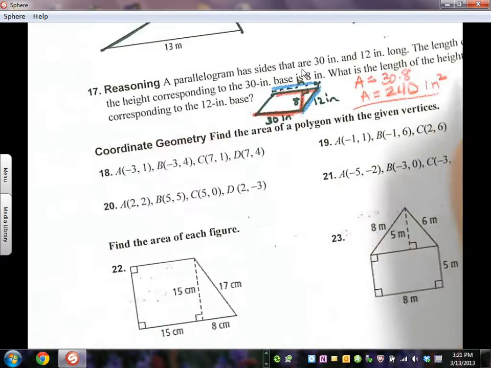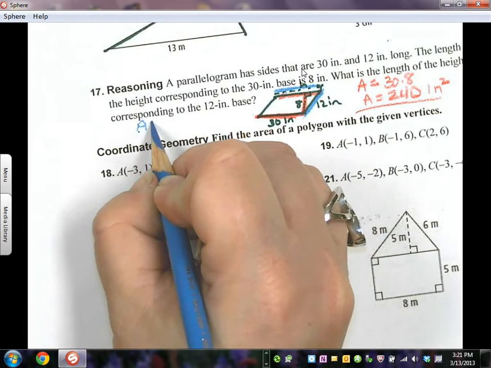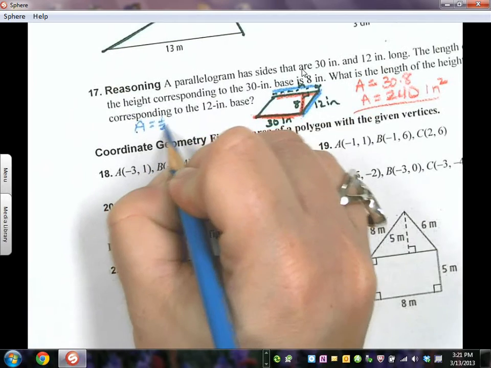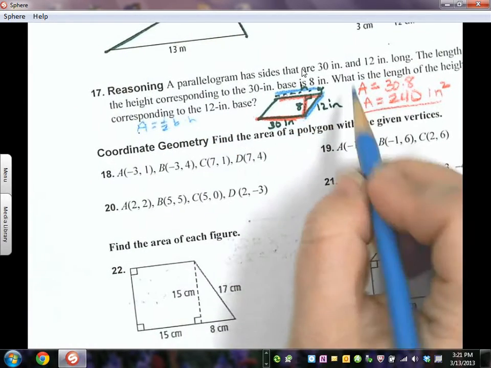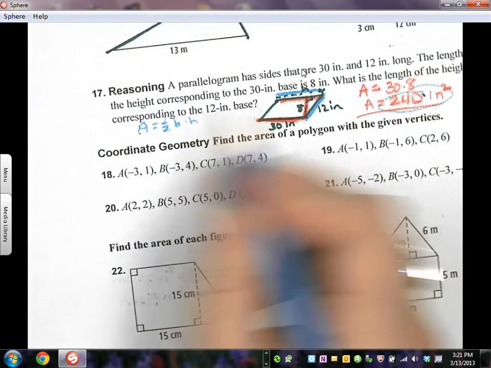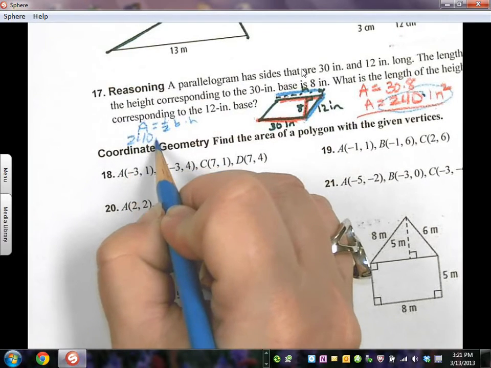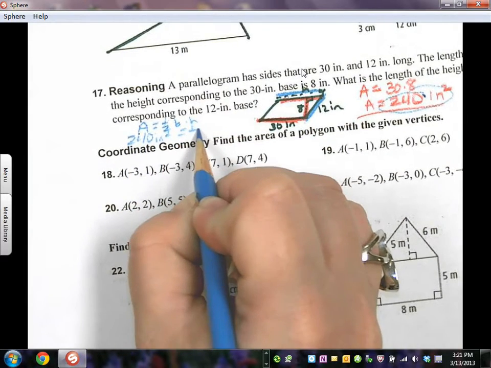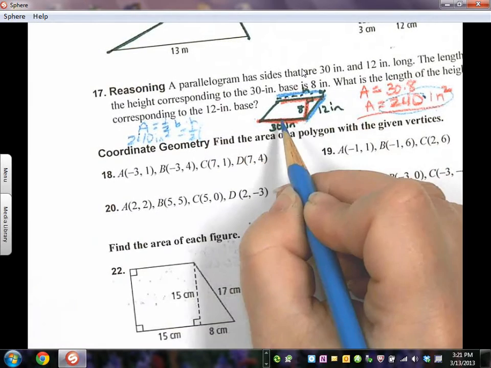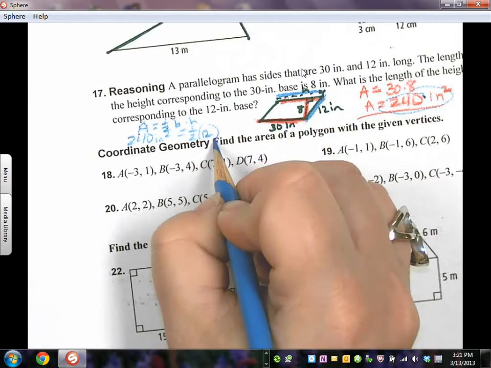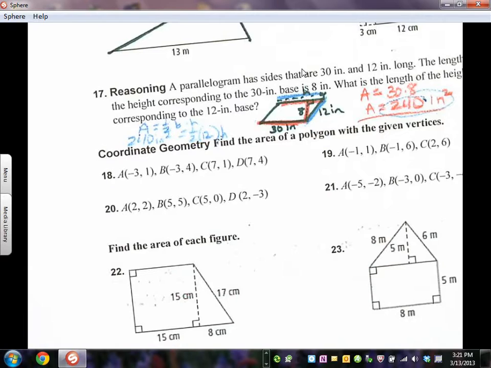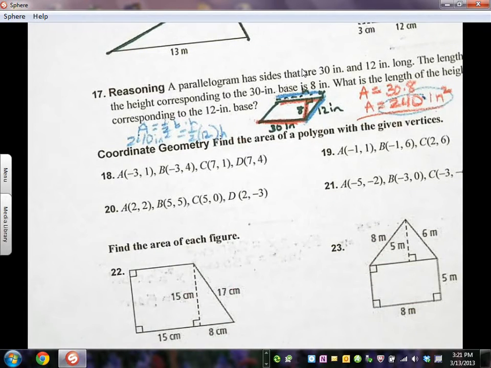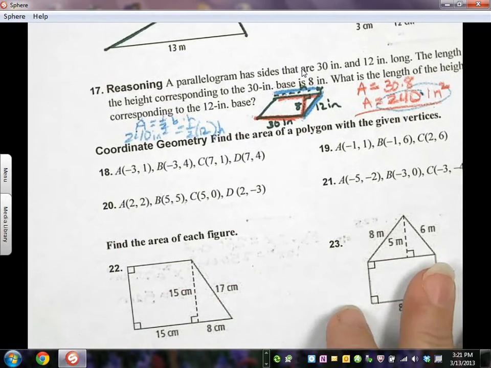So area is going to equal 1/2 the base times the height. I know my area, I just found it. 240 inches squared equals 1/2, and the base that they gave me is 12, and they want me to find the height. And then you would solve that. Let's see what you guys can do with that. See what you can do with that on your own.